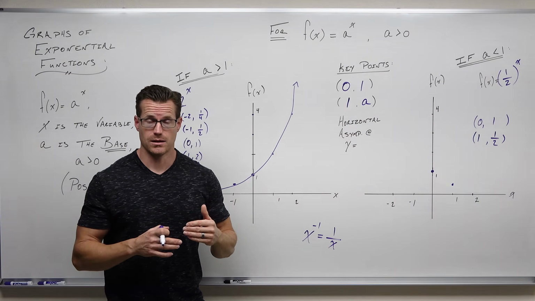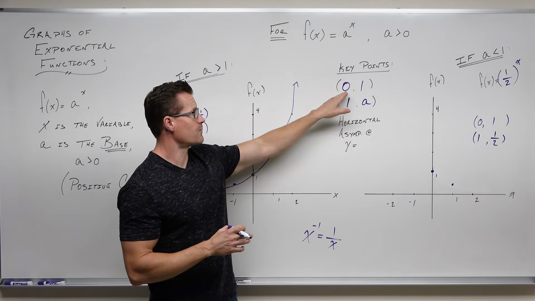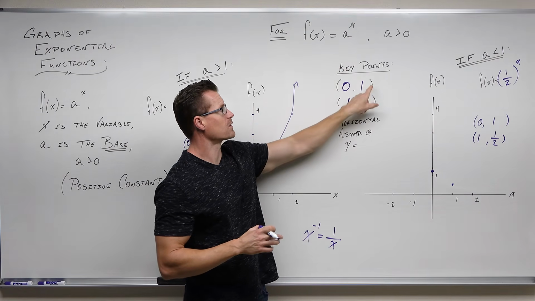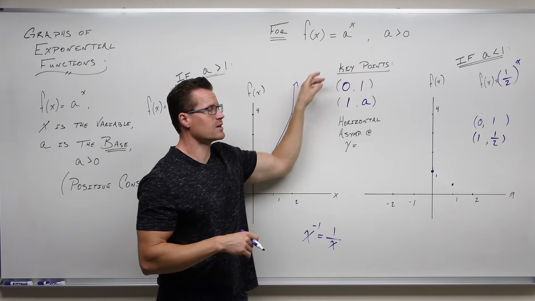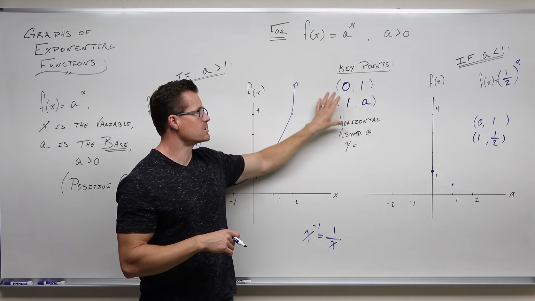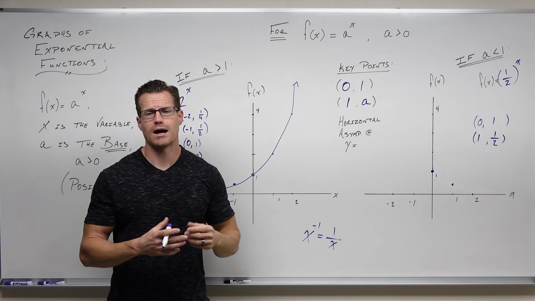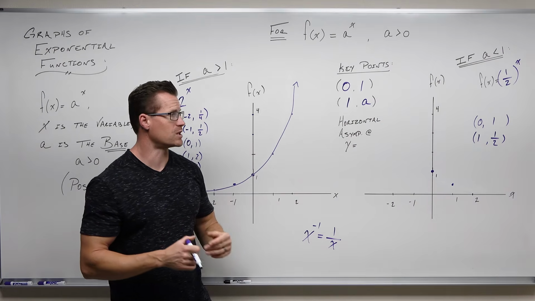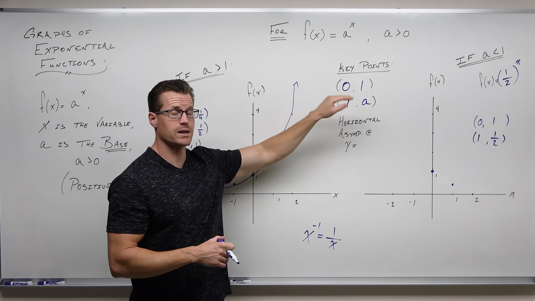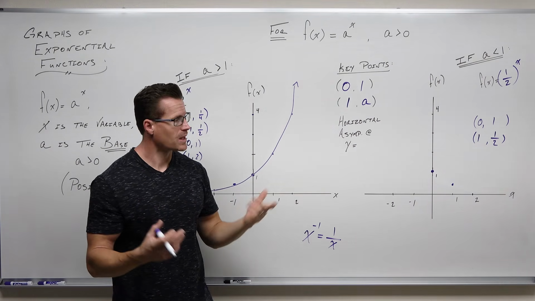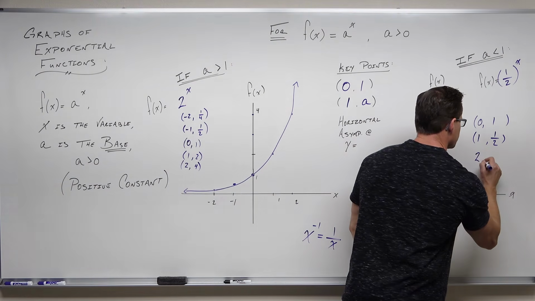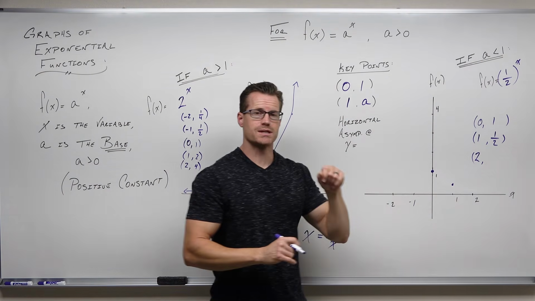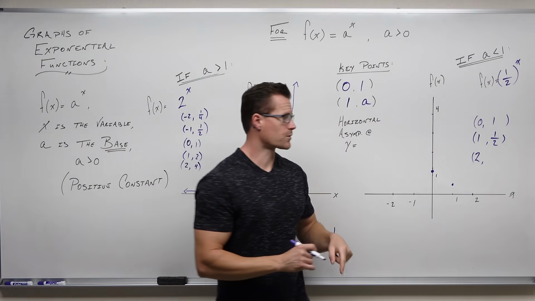You need to understand that with an exponential, if I evaluate for 0, a to the 0 power gives me 1, that's big. And if I evaluate for 1, a to the first power gives me back whatever my base is. These two key points are how we're going to graph in the next video when we talk about transformations. 0, 1, and 1 comma whatever your base is. Well, let's continue. If I plug in 2, well, 1/2 to the second power is going to give me 1/4.